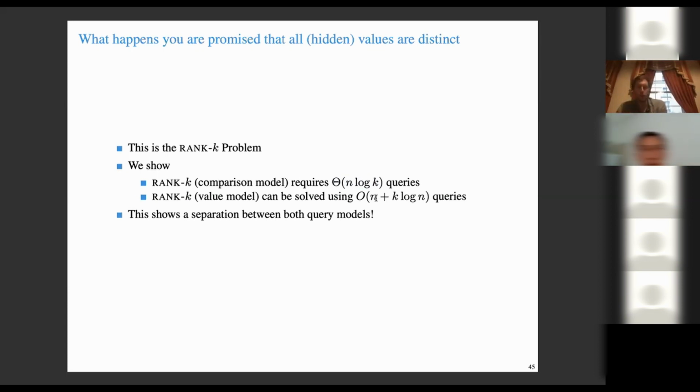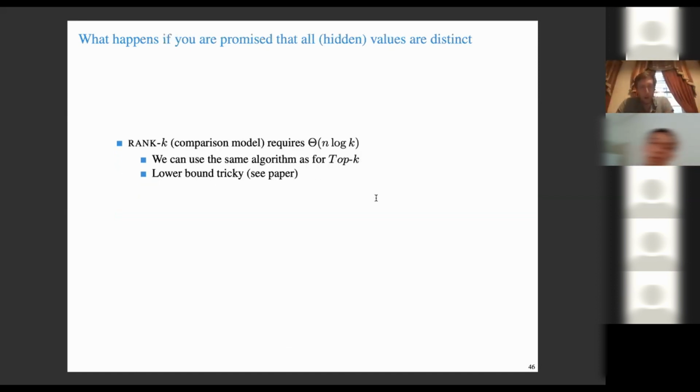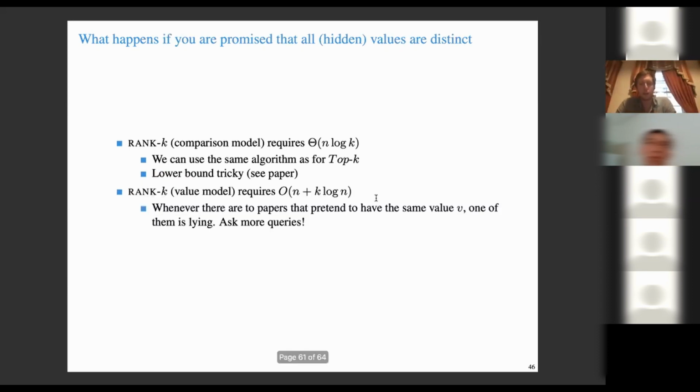And then you continue and you break all of these equalities, until you're left with n different guesses or values, and then you're happy. All right. But this is just to say that these models are actually different.